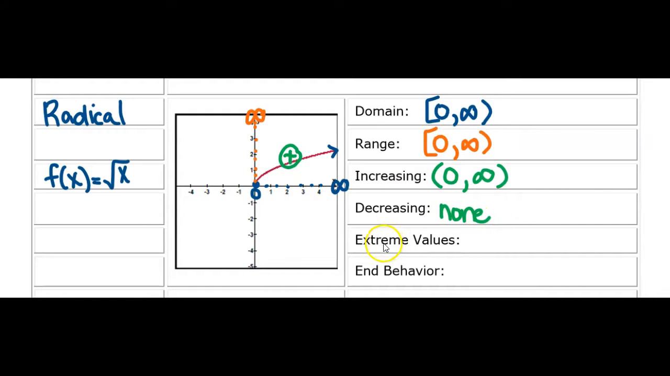Extreme values, do we have a maximum or minimum y value? And I would say yes, the lowest y value on this graph is 0. So we have a minimum y value of 0. And the end behavior, you can see the right end is going up, and the left end, well, it's just at y equals 0. So there you go.